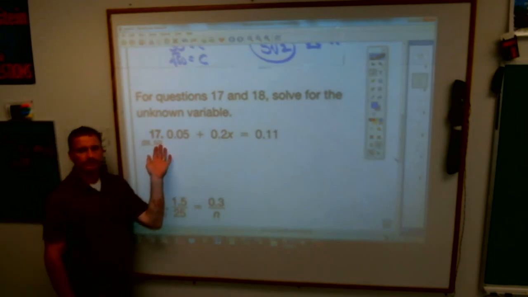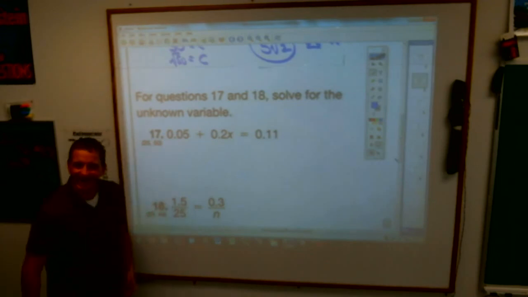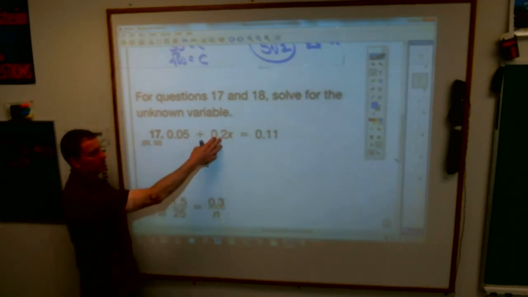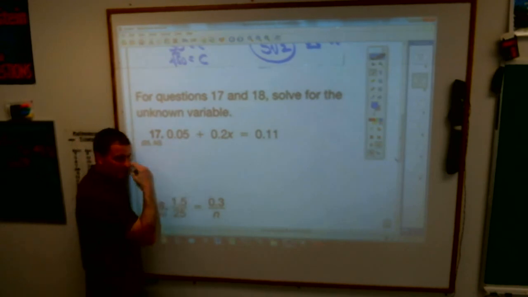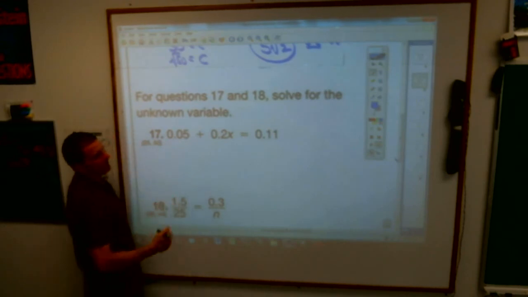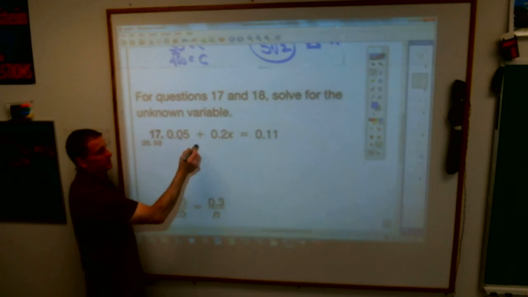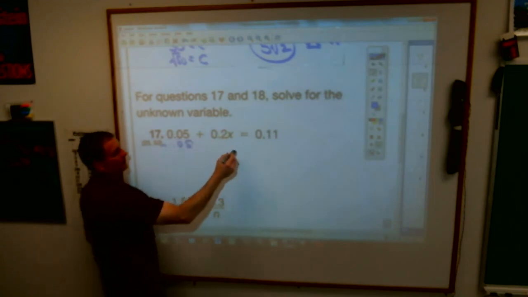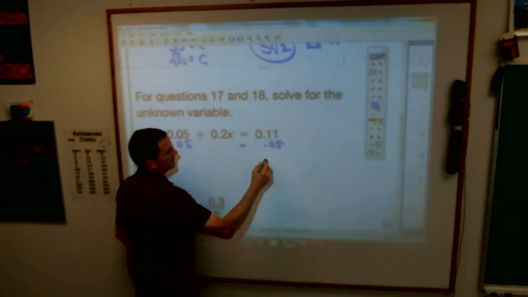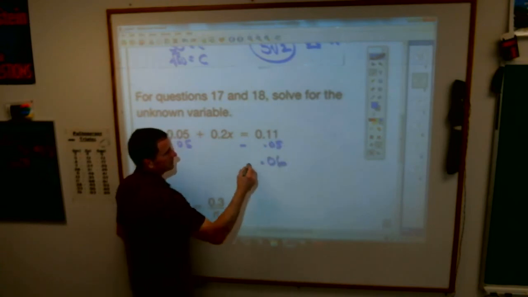The one without the x, thank you. Okay, usually we put the x term first, so they try to throw it in there to confuse you a little bit because you've got to learn. You want to get rid of this. This one stays, it has the x. So I subtract 0.05, I subtract 0.05, which gives me 0.06.